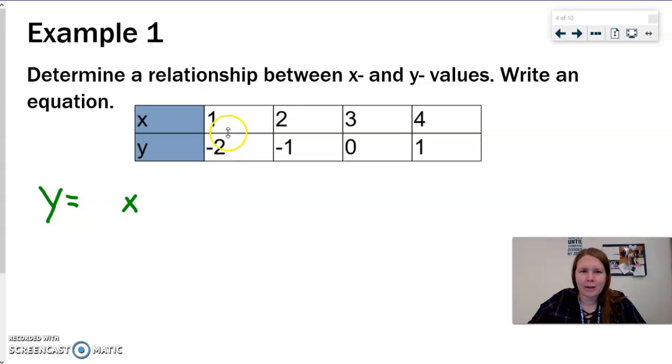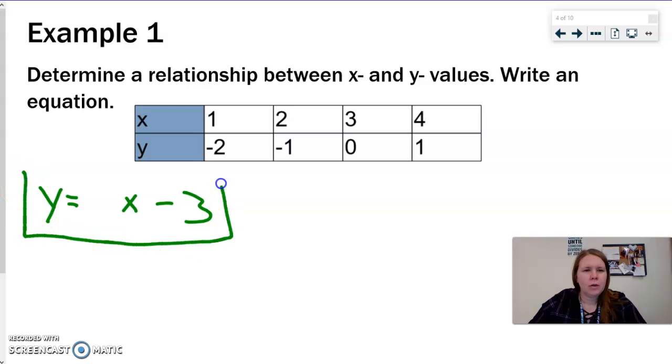What if I do adding or subtracting? Or maybe a divide. I can't divide because I'd get weird fractions. So add or subtract. If I had 1, I'd have to subtract to get to a negative. So I could subtract 3. Does that work for this? 2 minus 3? Yeah. 3 minus 3? Yeah. So my equation would actually be y equals x minus 3. And that's how I would show that representation for this table.